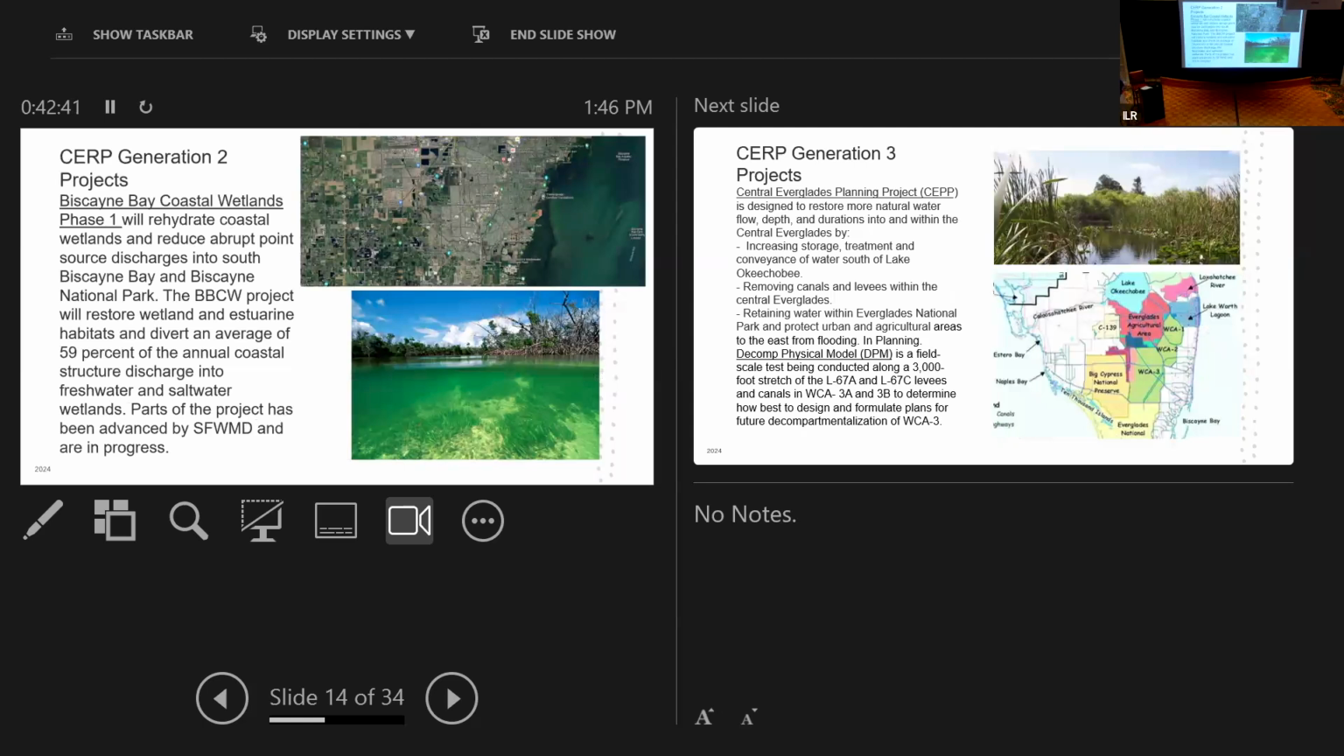Generation 2 projects. These are kind of in the thought phase, so they're out there still. Generation 2 is just being thought about. And this is one that I worked on quite a bit.